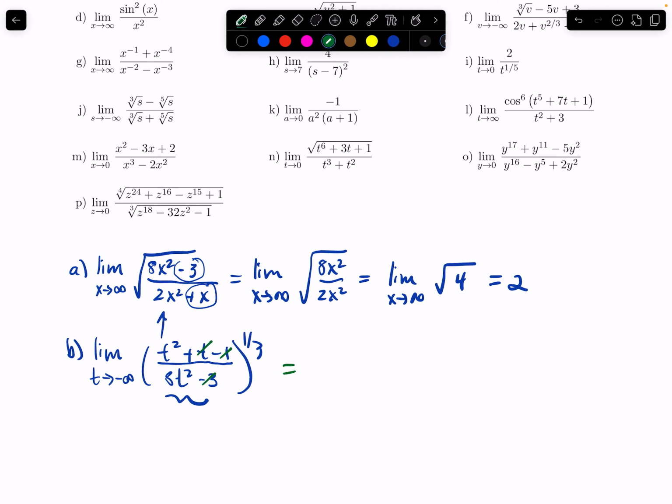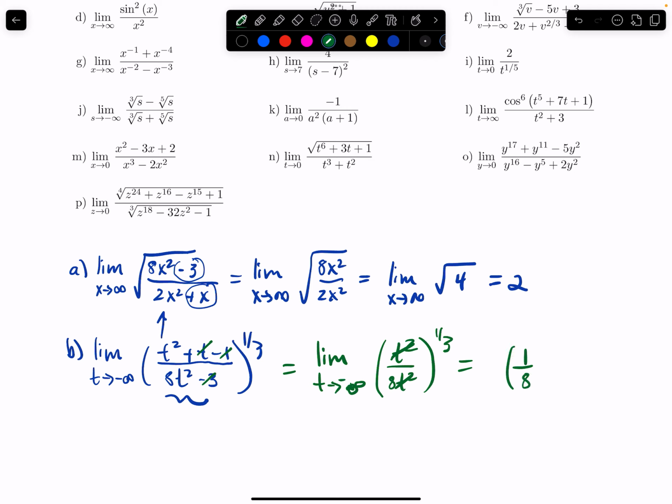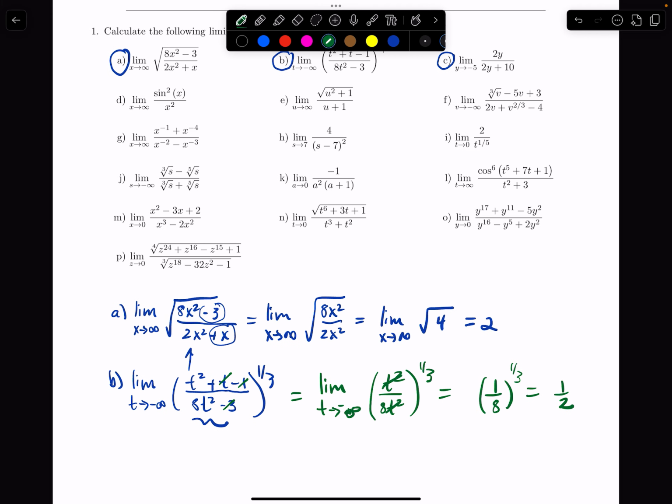So this is really looking at the limit as t goes to negative infinity of t squared over 8t squared, all raised to the 1/3. Those other terms go away, they have less and less power. So we can reduce this further. The t squareds cancel and we're left with 1/8 to the 1/3, or the cube root of 1/8, which is 1/2.